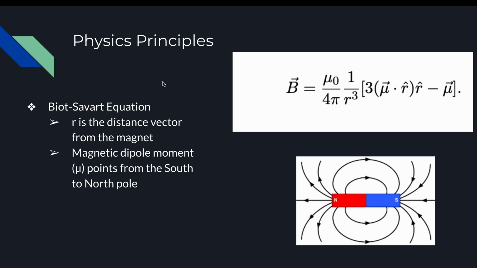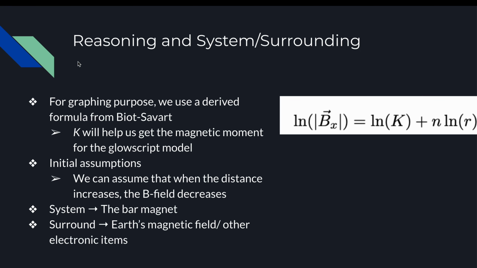For physics principles, this is the B field equation that we used, where R is the distance vector from the magnet. The magnetic dipole moment points from the south to the north pole, and it's given by mu. For reasoning and system and surroundings, for graphing purposes we linearize the equation given by this formula. K is going to help us get the magnetic moment for the GlowScript model.